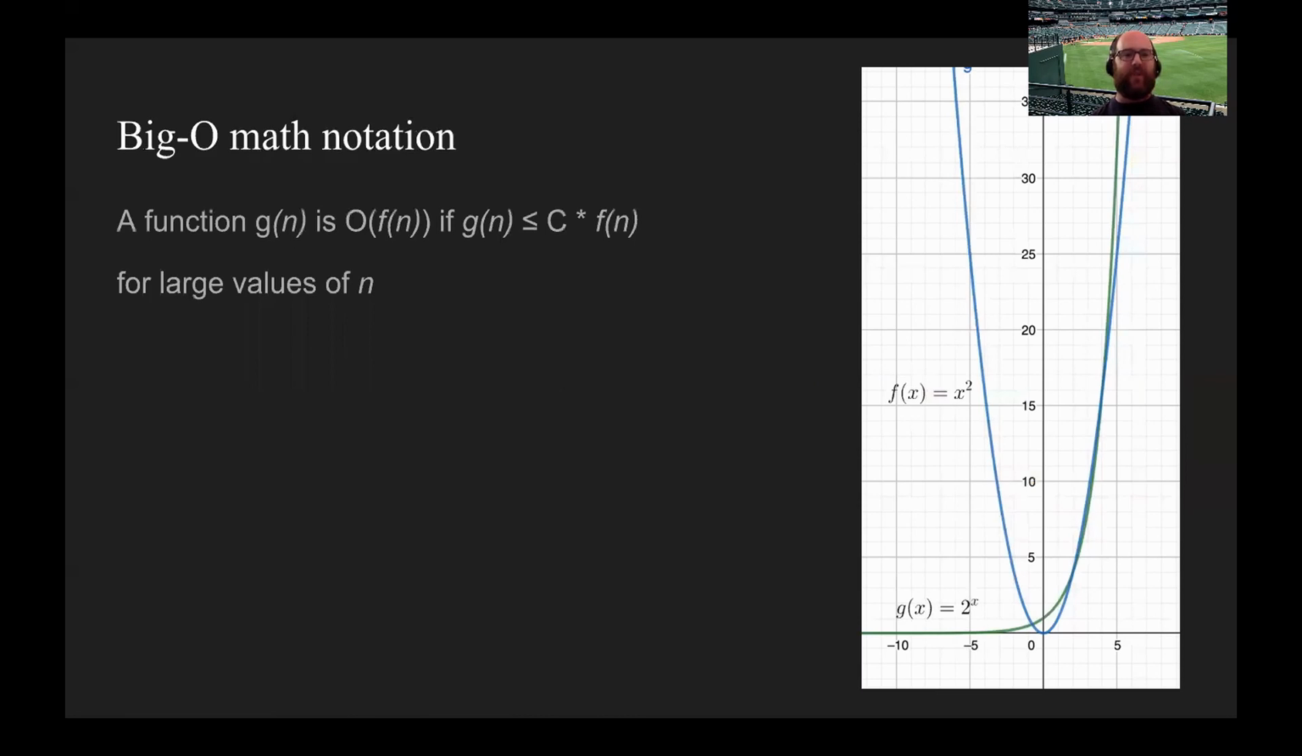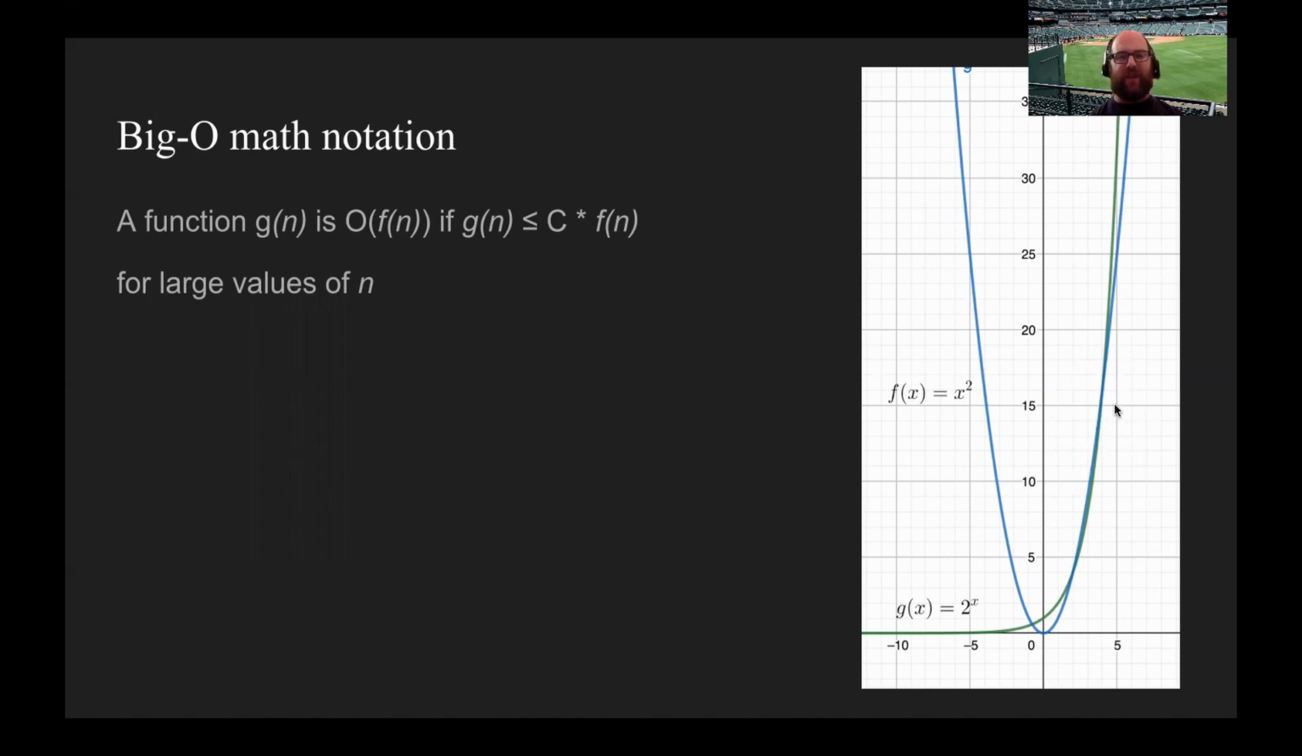When we look at Big O notation in math, when we say a function g of n is Big O of f of n, it means that g of n is less than or equal to a constant times f of n for large values of n. What this is saying is our f of n function should be bigger than g of n, far down the road, far on the right-hand side. When we talk about Big O notation, we don't care what happens in the middle.